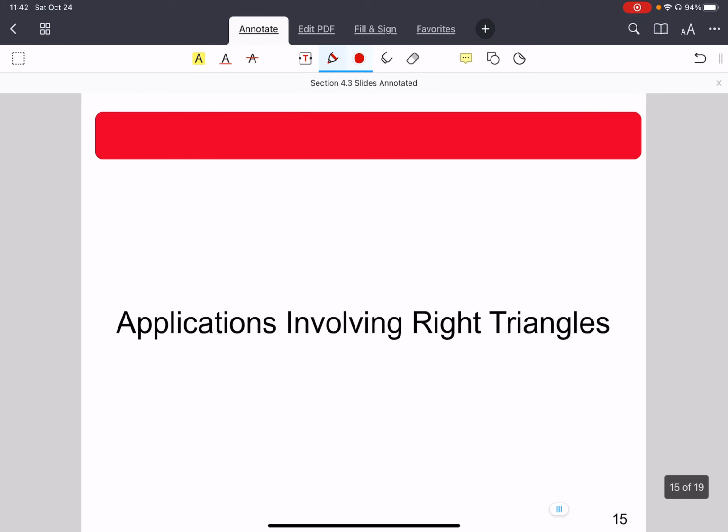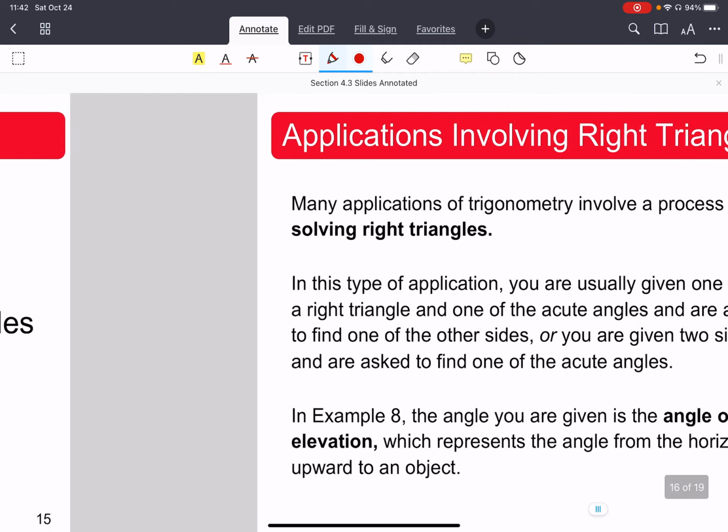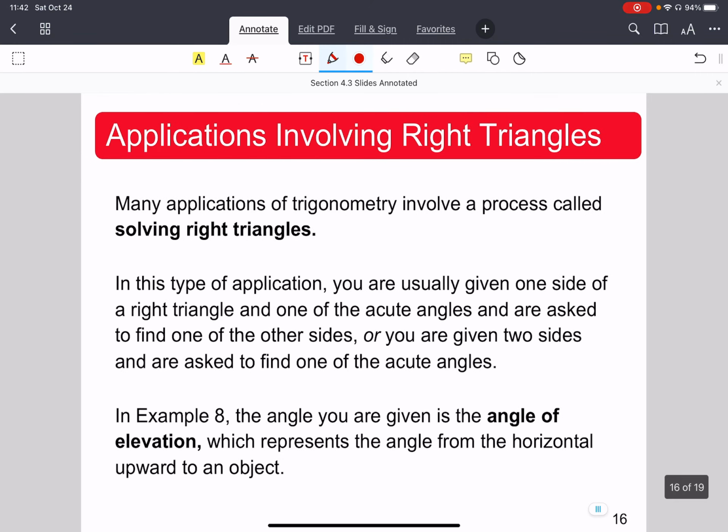Next thing I'm going to show you is a couple of application problems involving right triangles. Many applications of trigonometry involve a process called solving right triangles. In these types of applications, you're generally given one side of a right triangle and an angle, and asked to find the other side.